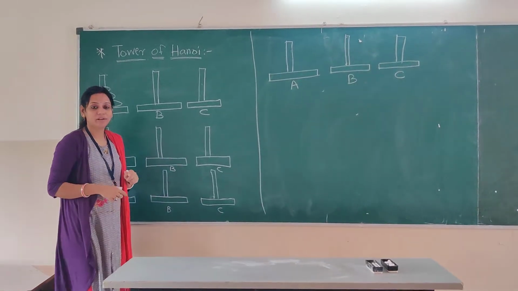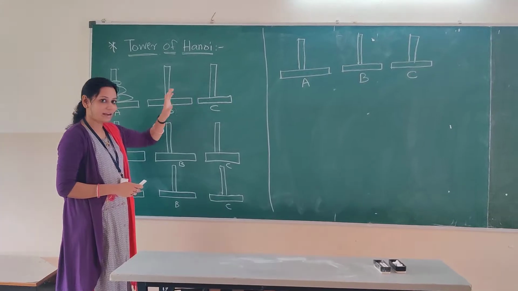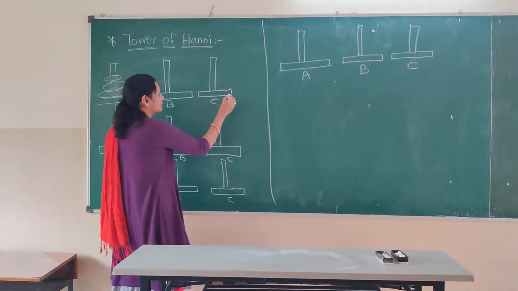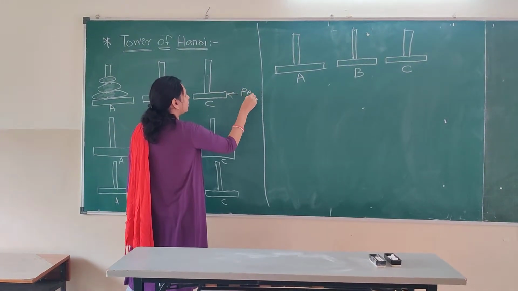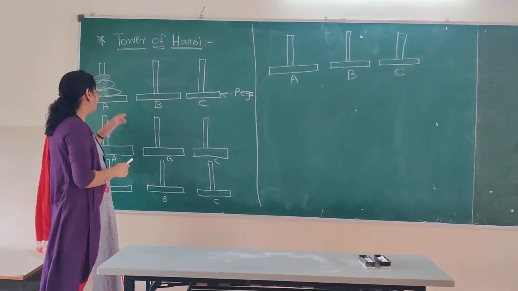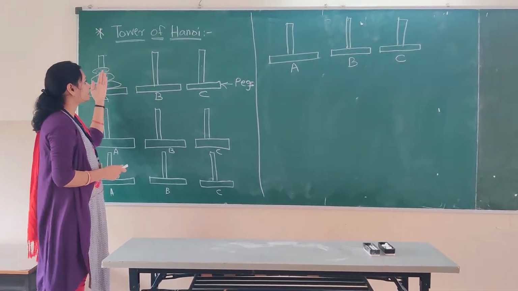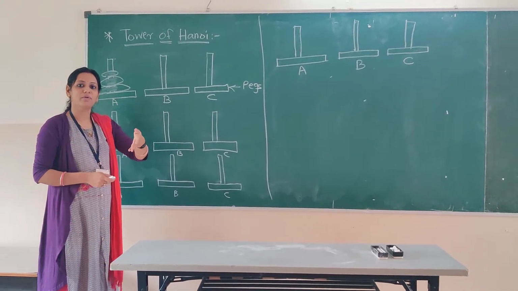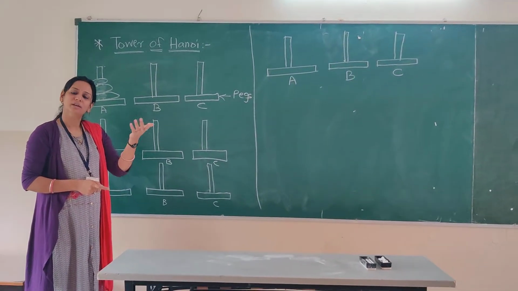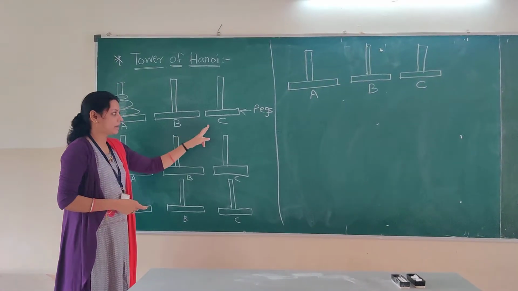So in the Tower of Hanoi, keep in mind always these three stands, these are called as pegs. It will be always 3. The number of discs will be changing. Either we can have 3 discs, or 4 discs, 5 discs. We can move discs from one peg to another.